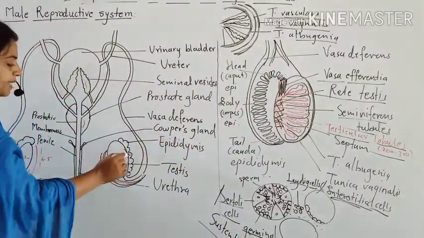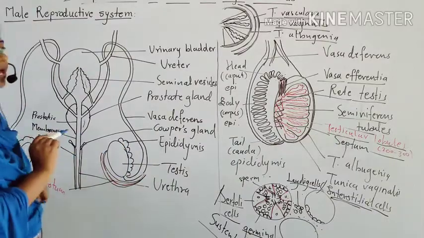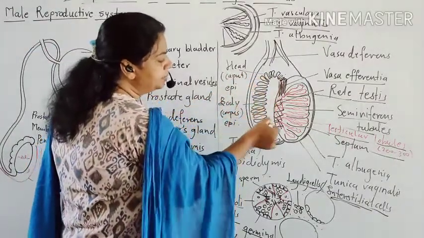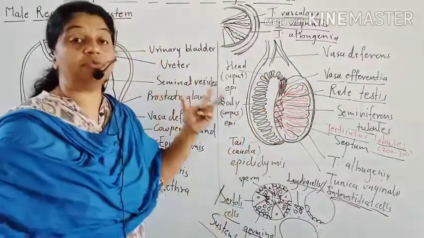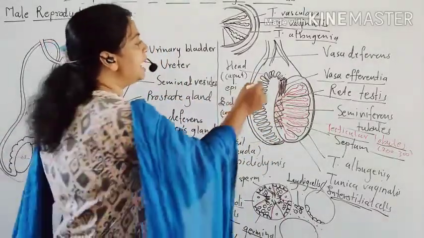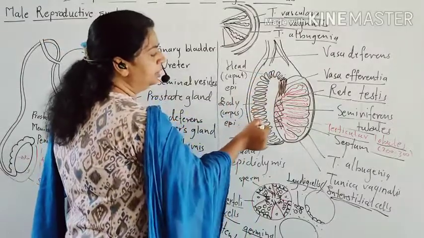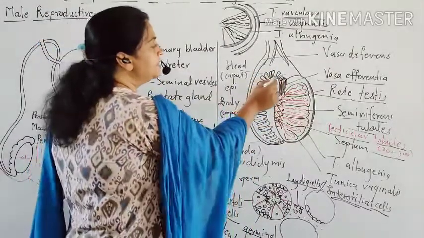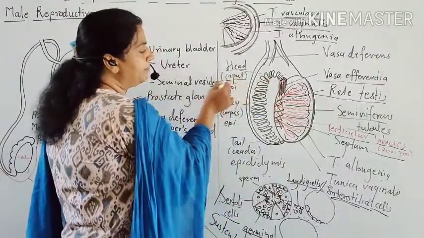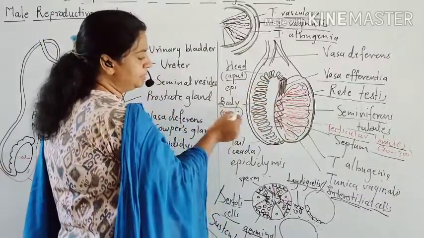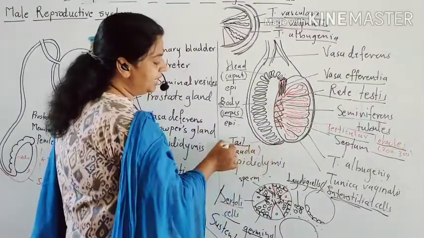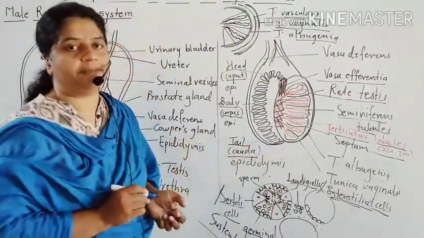This cap-like structure is called the epididymis. Epididymis consists of highly coiled tubules. It is very long, about 6 meters long. It is a highly coiled tubule divided into 3 parts. This first part is called head or caput, this middle region is called body or corpus epididymis, and this last region is called tail or cauda epididymis.